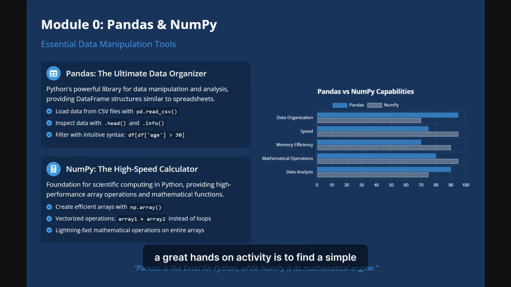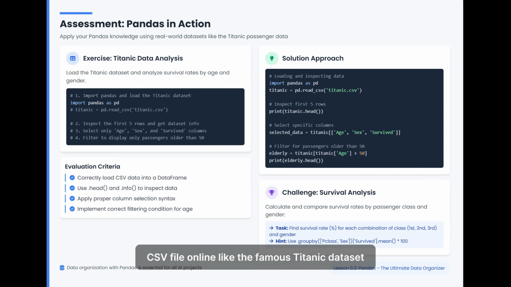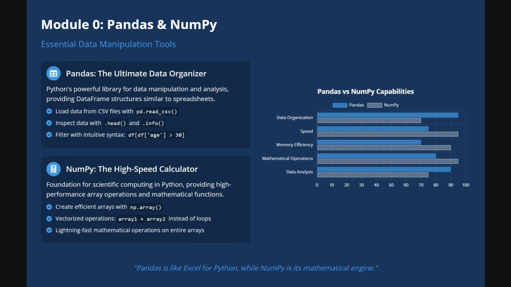A great hands-on activity is to find a simple CSV file online, like the famous Titanic dataset. You'd then write a script to load it into a Pandas data frame. You'd use .head() and .info() to inspect it, and then practice selecting just the age, sex, and survived columns. Finally, you'd practice filtering by displaying only the rows for passengers who are older than 50.